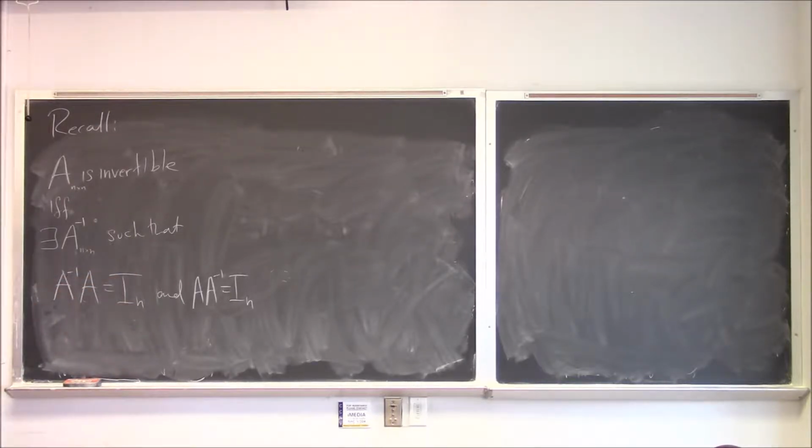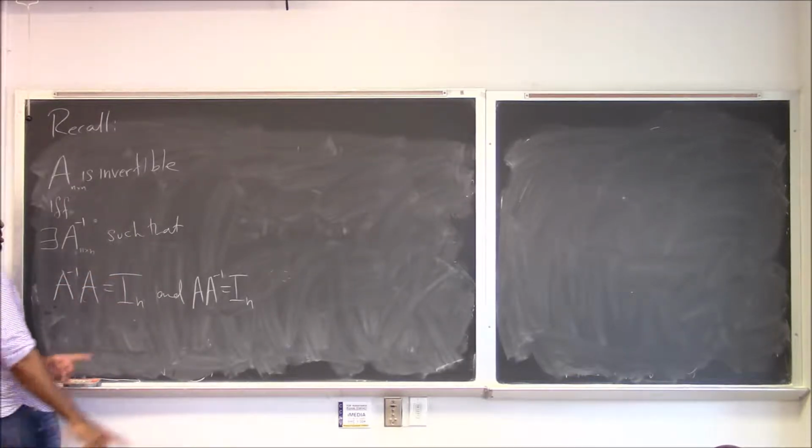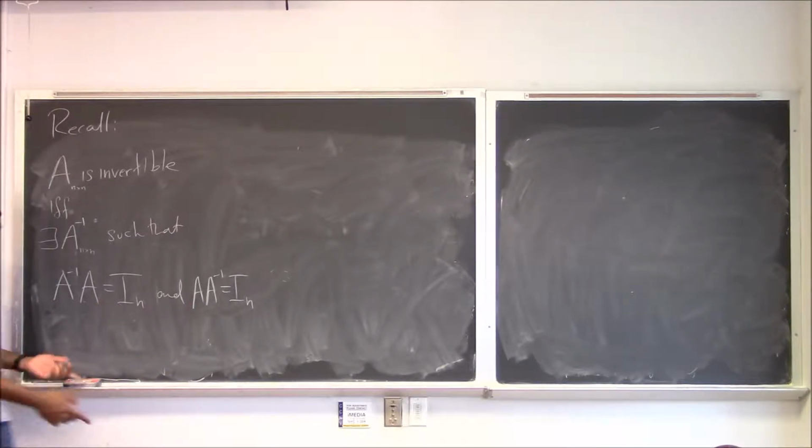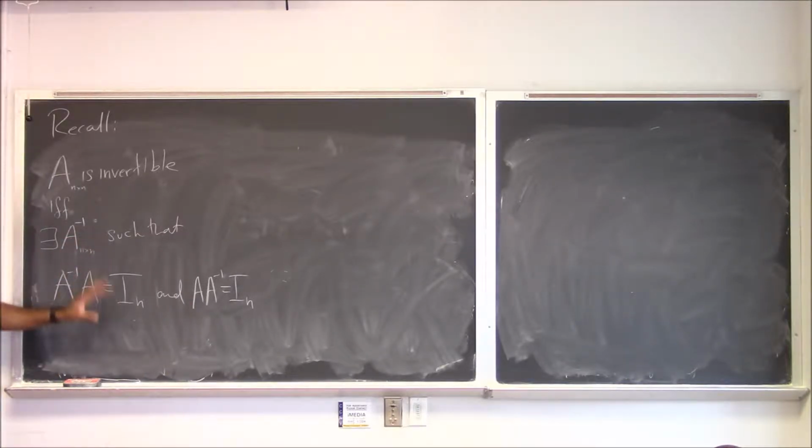get the identity. We also spoke about the fact that there's a theorem that says once one of these equations hold, the other one will automatically hold, so you only need to check one. But that's what invertible means. It means that there exists such a matrix that makes this work. If there doesn't exist such a matrix that makes this work, it's called non-invertible or it's called singular.